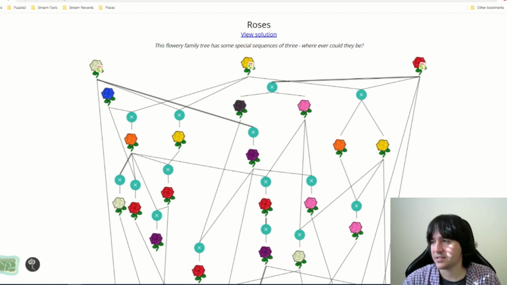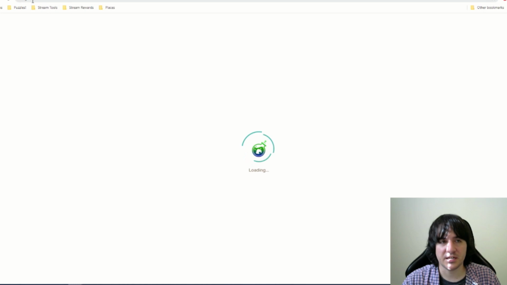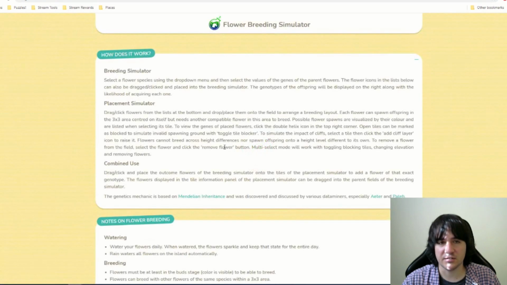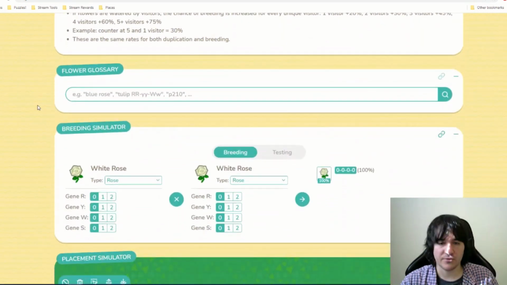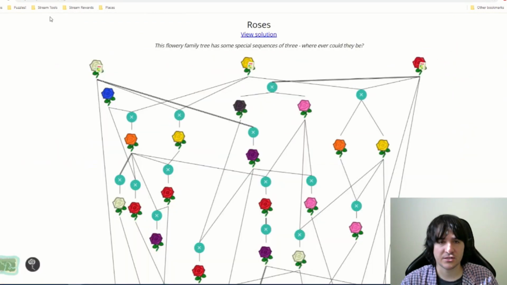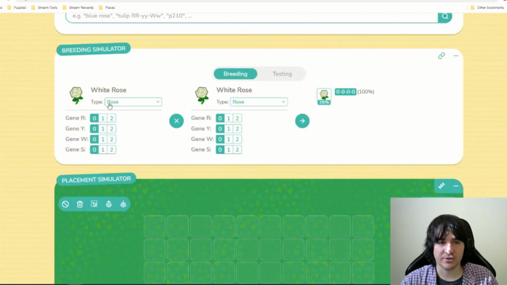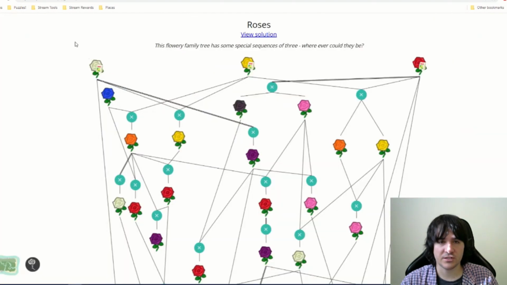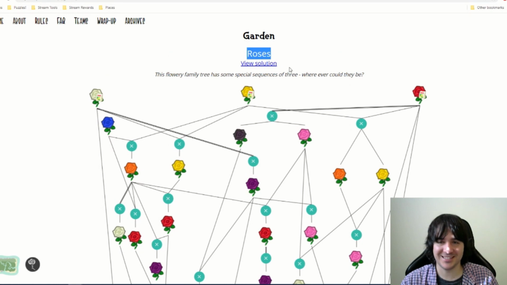Science.ac? Ah, that's a thing. It's a website. Gardenscience.ac. Flower breeding simulator. Where do I go for this? Look at this. So we start off with a white flower, right? I think they're all roses. The title of the puzzle is Roses.